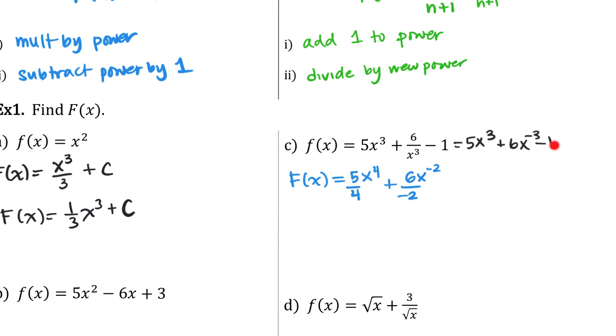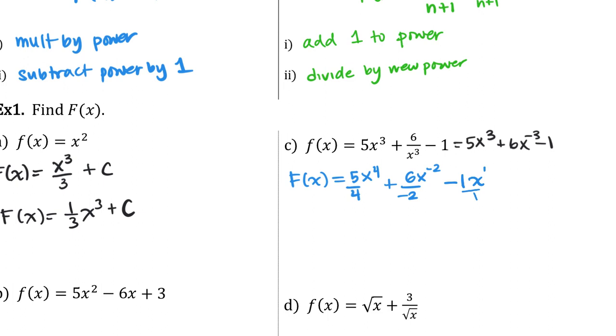Okay, now what about the 1? I want to add 1 to the power, but there's no power here. So this is x to the 0. If I add 1, I have x to the 1. So this is going to be minus 1 x to the 1. And then I should divide by 1, although it doesn't really matter when you divide by 1.